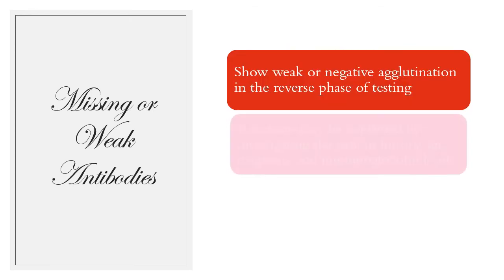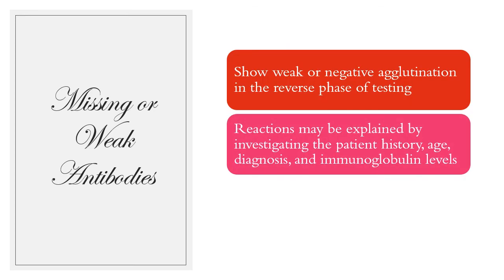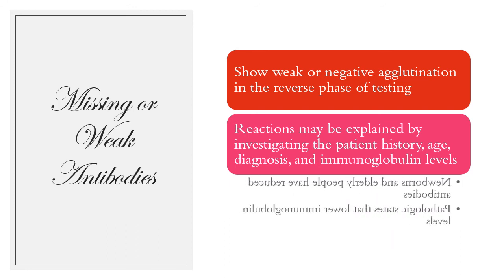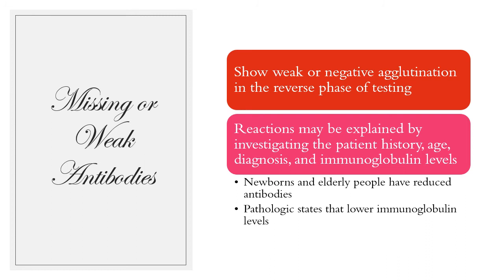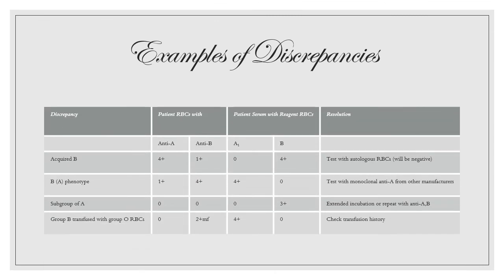Missing or weak antibodies, a little bit more information. They show weak or negative agglutination in the reverse phase of testing. Reactions may be explained by investigating the patient history, age, diagnosis, and immunoglobulin levels. Newborns and the elderly have reduced antibodies, and pathological states can lower immunoglobulin levels. So remember, you have that entire discrepancy worksheet. Here's another one.